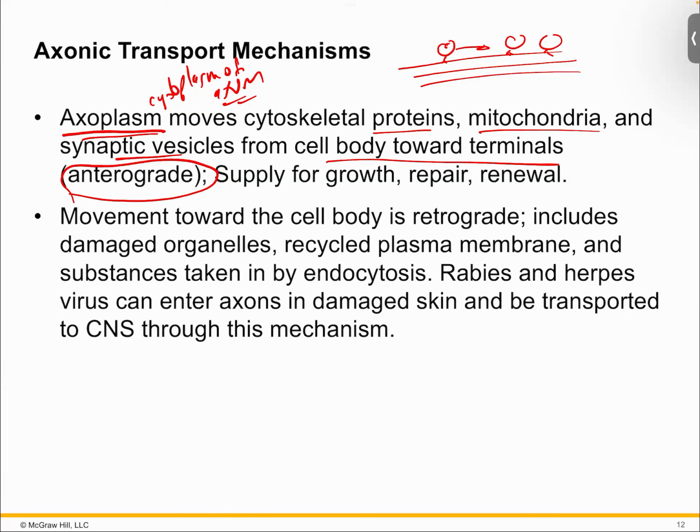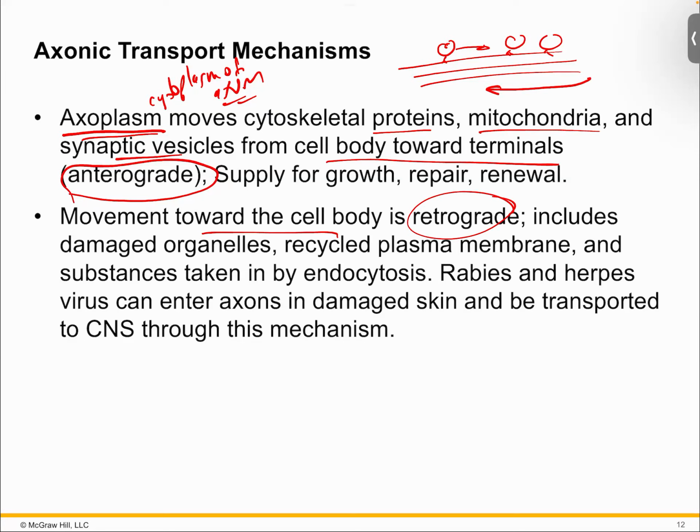Now, when you're moving the opposite direction, because you do have two-way traffic going on here. If you're moving toward the cell body, it's what's called retrograde, right? So for instance, anything that's damaged in the axon terminus that needs to be moved back to the cell body for repair or whatever, that's basically going retrograde.